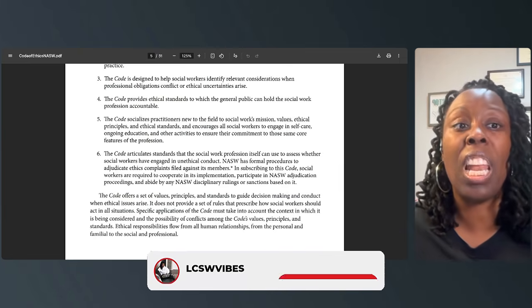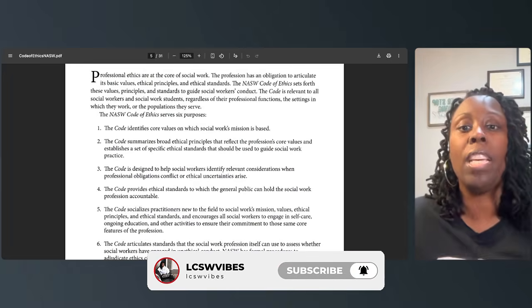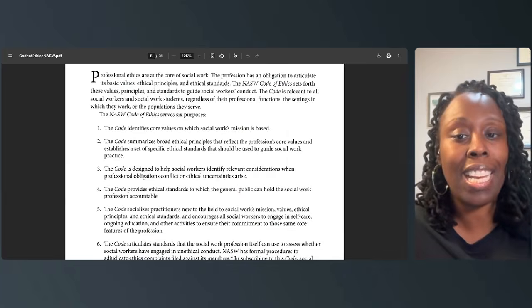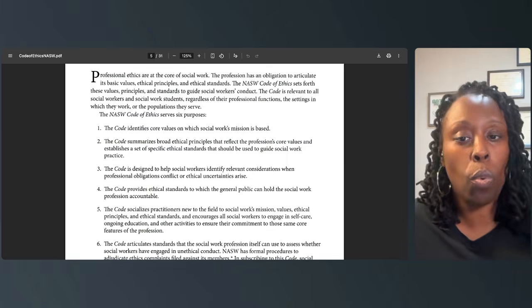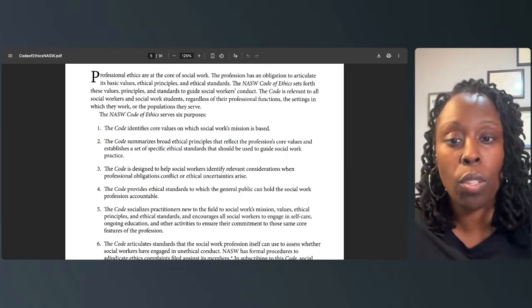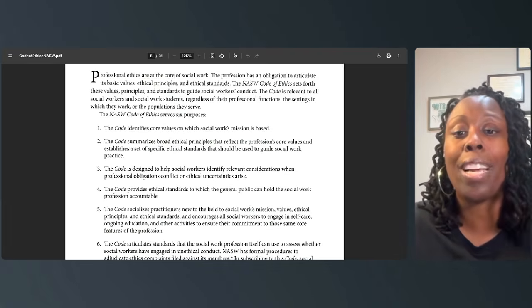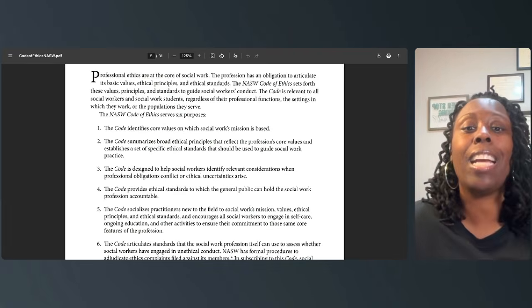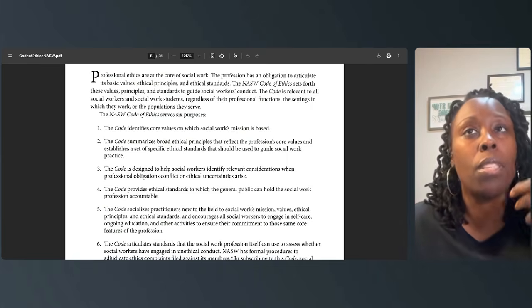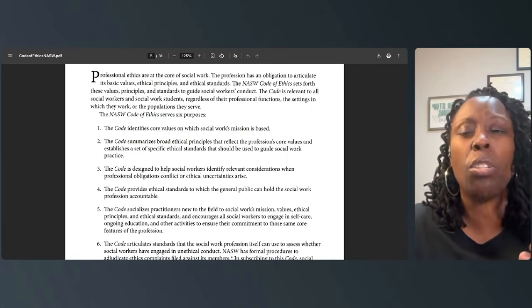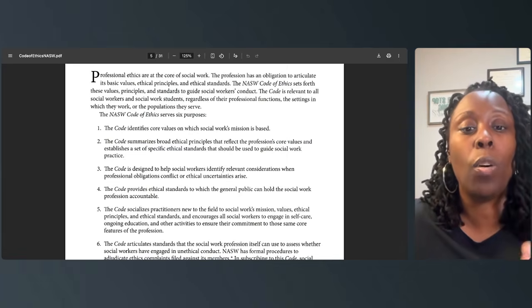So guys, this was a lot of information, so I want you to take a moment and look at this really quickly. These are the 6 purposes of the NASW Code of Ethics. This is what it's used for. Number 1, so we can identify core values. Number 2, so we can summarize those broad ethical principles that reflect our profession. Number 3, it is designed so we can identify relevant considerations and obligations when it comes to conflict or some type of ethical uncertainties. This is what this code is designed to help us maneuver through.